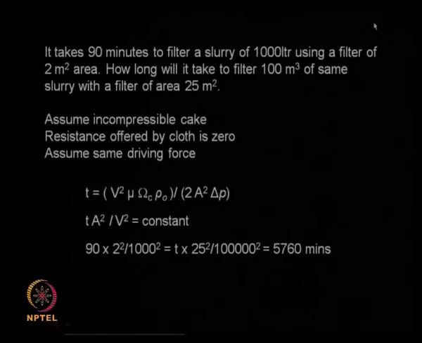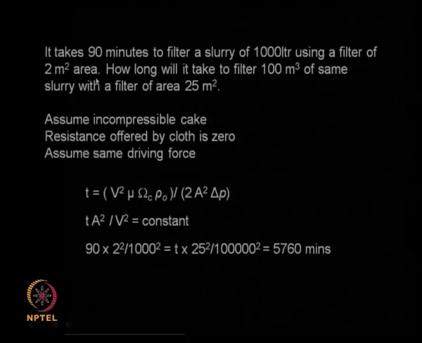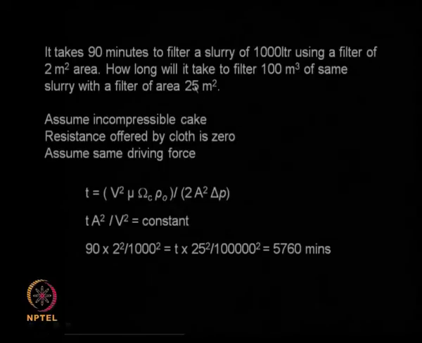Now it takes 90 minutes to filter a slurry of 1000 liters using a filter setup of 2 meter square area. That means the area of the filtration setup is 2 meter square, the amount of slurry I need to filter is 1000 liters, and it takes 90 minutes. Now I want to filter 100 meter cube of the slurry using a filter setup which has 25 meter square cross sectional area. We can assume an incompressible cake, assume the resistance offered by the cloth is 0, and assume the same driving force, that means I am applying the same delta P.